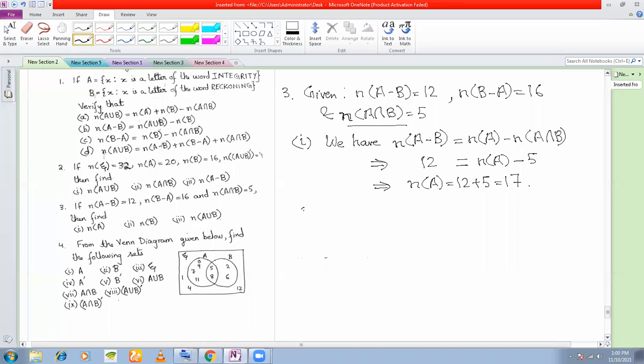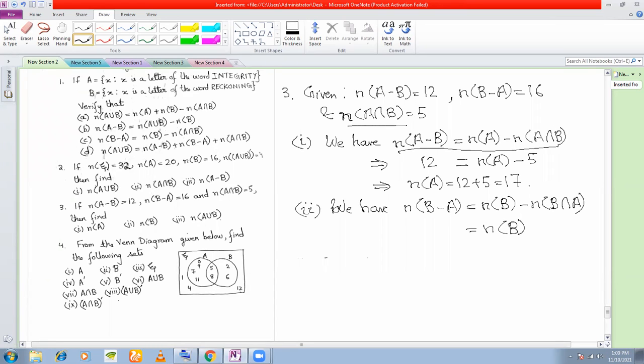Fine. Second one, cardinality B minus A. In this relation only, just interchange A and B. What do you get? Cardinality B minus cardinality B intersection A, isn't it? And you know that cardinality of B intersection A is the same as cardinality of A intersection B, isn't it?